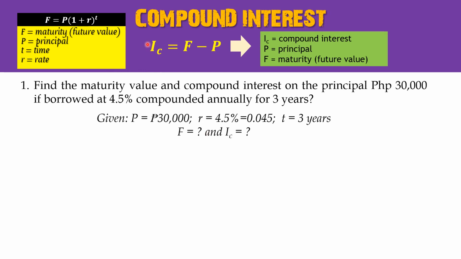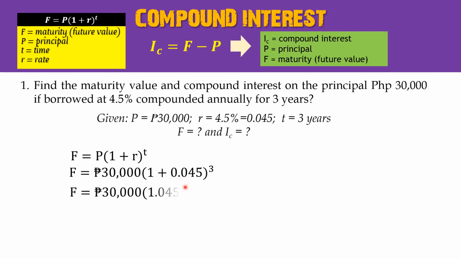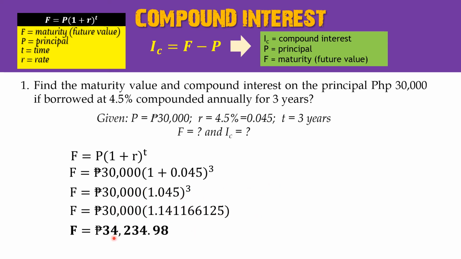Okay, the first thing to do is to find the value of the future value. Using this formula, plug in lang natin ang values ng kada variable. Okay, and then add natin itong dalawa, 1 plus 0.045, and then 1.045 raised to 3, that is equal to 1.141166125. So, I use the complete value. Okay, then multiply natin siya sa principal. And then the future value is 34,234 pesos and 98 centavos. Ito na yung maturity value na hinahanap sa problem.